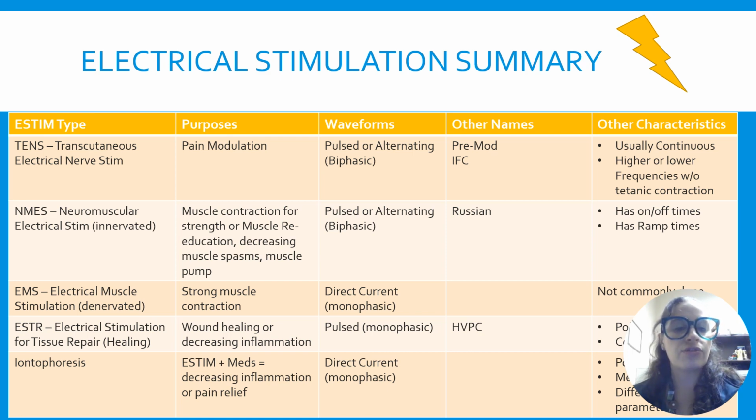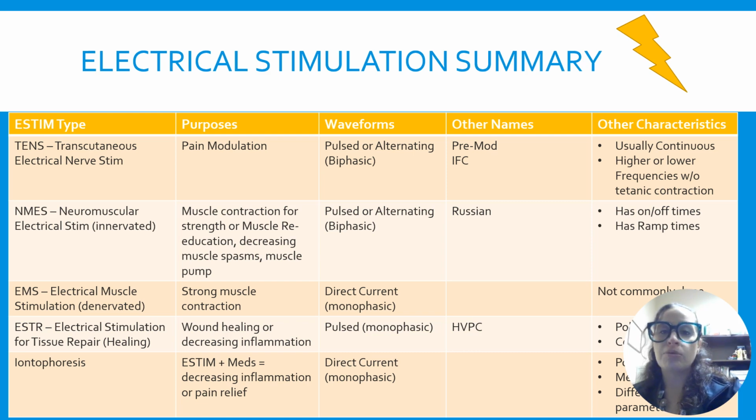Okay. Iontophoresis is the delivery of medications using ESTIM this time, usually again for pain relief or decreasing inflammation. It uses a direct current that is monophasic as well. And on the side there that I'm covering, it also talks about polarity and medications. You do also have to consider a polarity. It should be the same as the medication. So if your medication has a negative polarity, your pushing electrode should have the same polarity, a negative one.